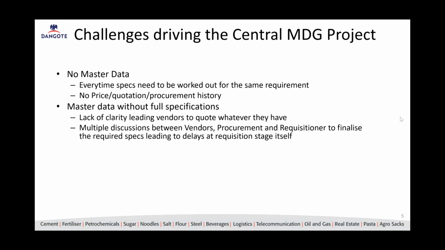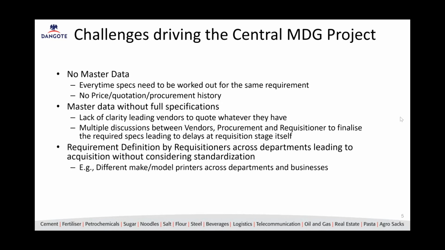Master data without full specifications is one of the major issues. Sometimes the requisitioners just send a photo. This is what I want. My machine is down. I need to rectify it. This is what I want. How do you procure the spares required like that? There will be multiple discussions. You will ask vendors to come, and there is an iterative mode in which the requirements are finalized, causing delays. Sometimes the requirement itself takes weeks.